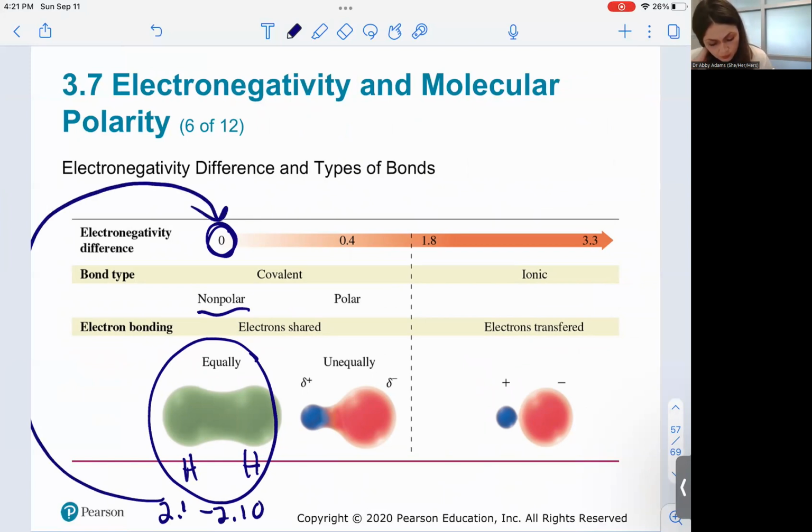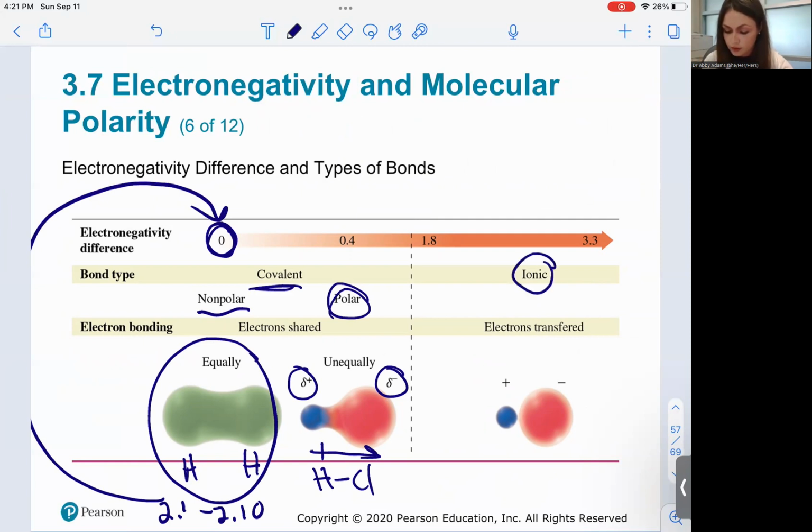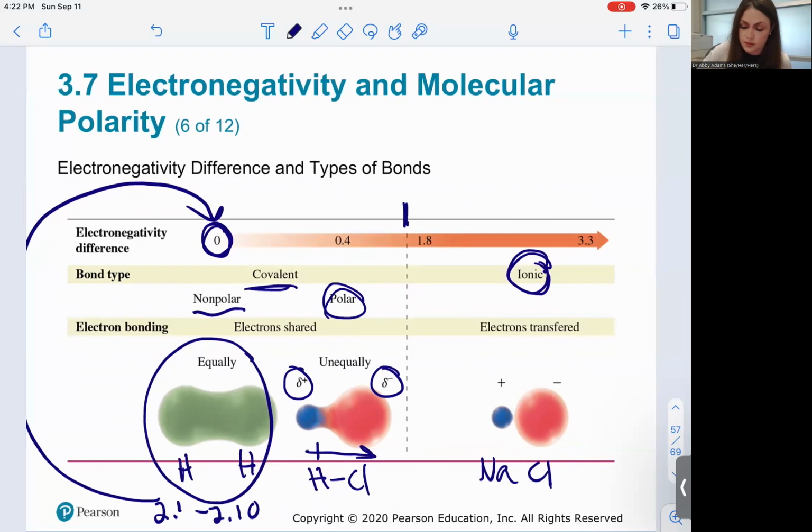And if we have unequal sharing like hydrogen and chlorine, this is where you would draw your delta or your dipole arrow, and that's polar. It's covalent. It's a polar covalent bond. So that's different from ionic, all right? Beyond this point, if the difference is that big between the electronegativities of the atoms of the elements in the compound, it's going to be an ionic bond. So if you think sodium chloride, the difference is so much that instead of saying shared, we say electrons transferred, lost and gained. That's ionic.